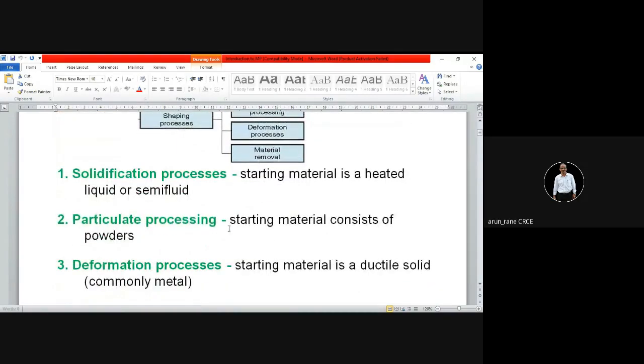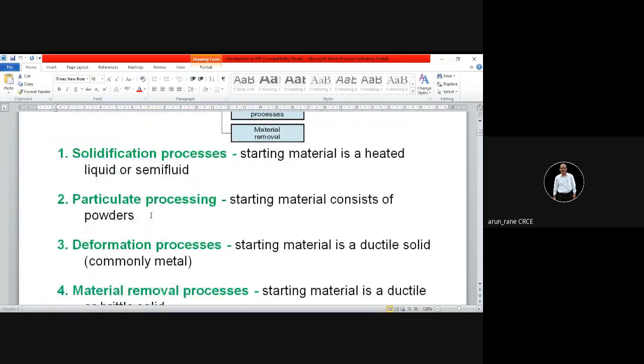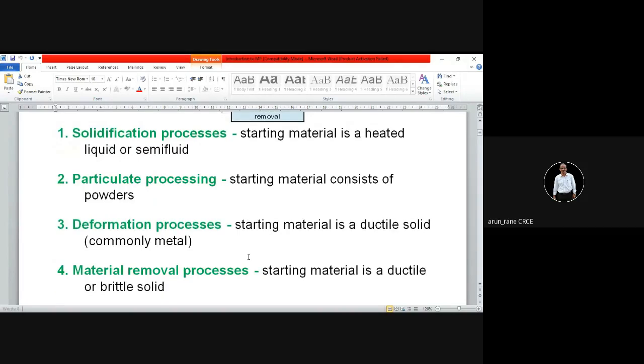Particulate processing is also called powder metallurgy. Here the material is in powder form, metal powders, that is what you use. So another name is powder metallurgy. Deformation means drawing operations or rolling operation or forging, where the shape is deformed. So material has to be ductile. Ductile means it can be drawn into wires. Malleable is another property. Malleable means it can be drawn into sheets.